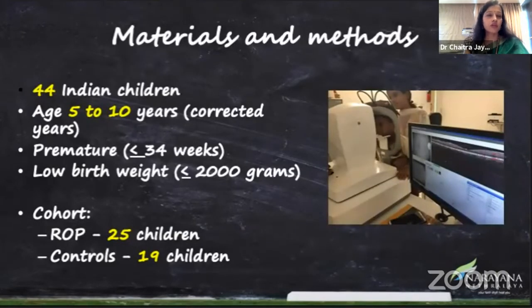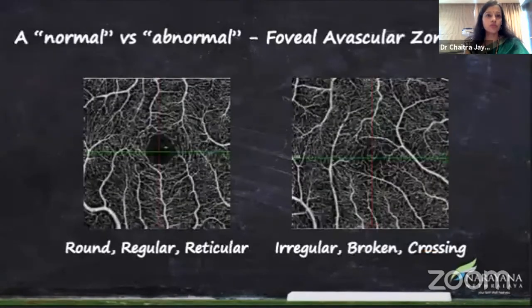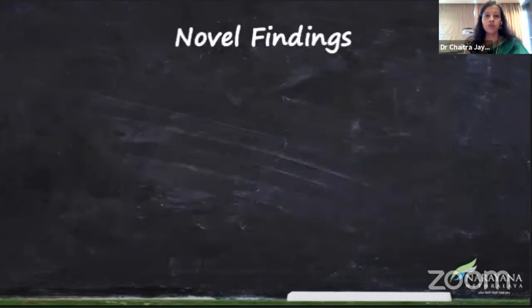So there are a few other patients that we've been able to study: 44 Indian children aged between 5 to 10, premature, low birth weight, about 25 with ROP and 19 controls. We used the Avanti 3x3 and superficial and DCP, and we used ImageJ to analyze these images. So what is the difference between normal and abnormal? You can see the round reticular layer here, whereas it's irregular, broken, and crossing in the abnormal.